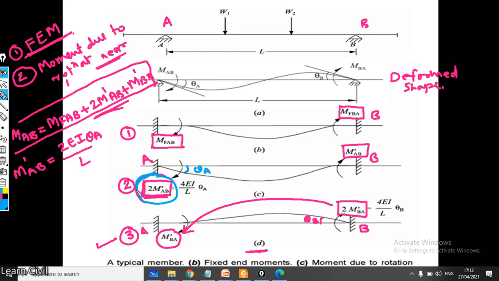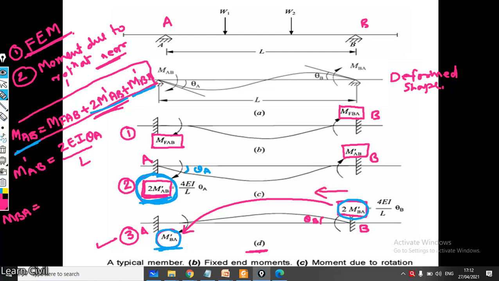This particular bending moment of 2 M dash AB is developed, whereas this bending moment of M dash BA is developed due to rotation of this joint B. Therefore the final bending moment at AB will be MAB equals MFAB plus twice M dash AB, that is this particular value, plus M dash BA, that is this particular value.